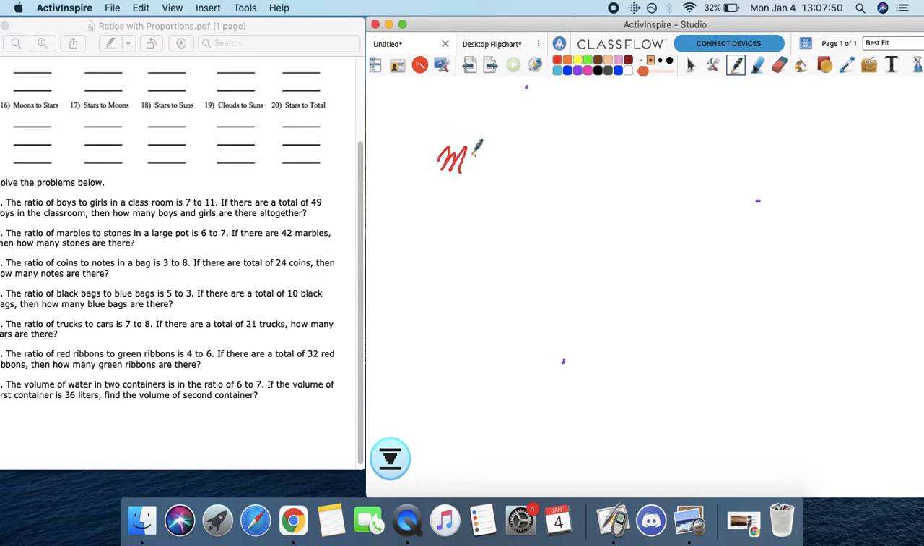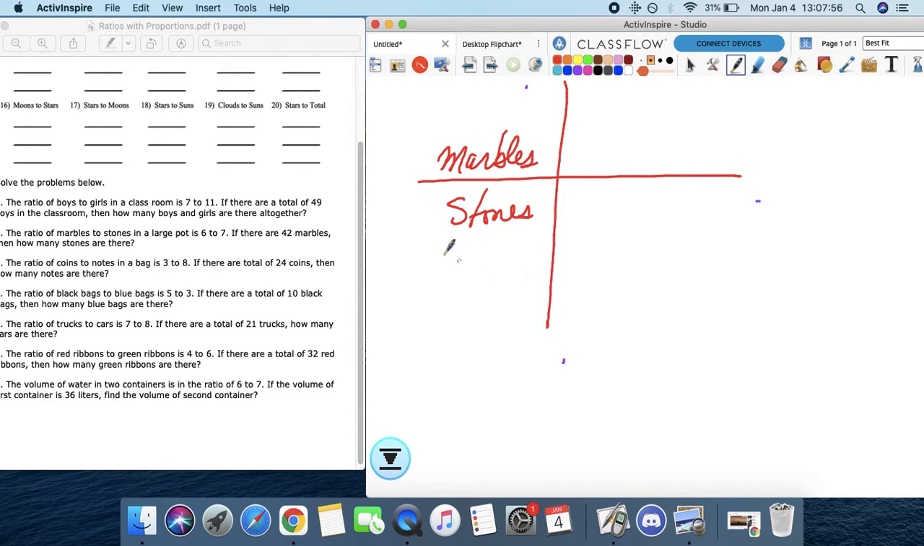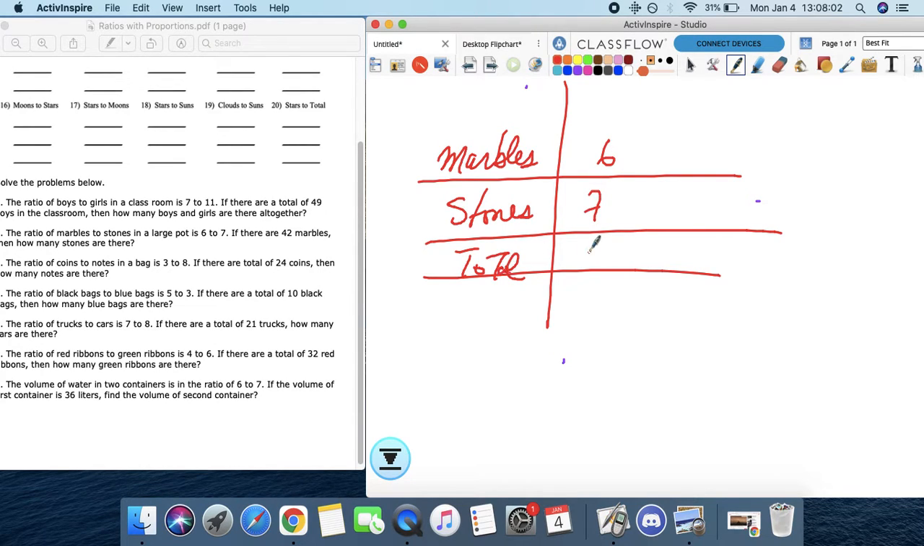The ratio of marbles to stones is 6 to 7. Marbles to stones. So it tells us that right now we have 6 marbles and 7 stones, which means I have 13 total.